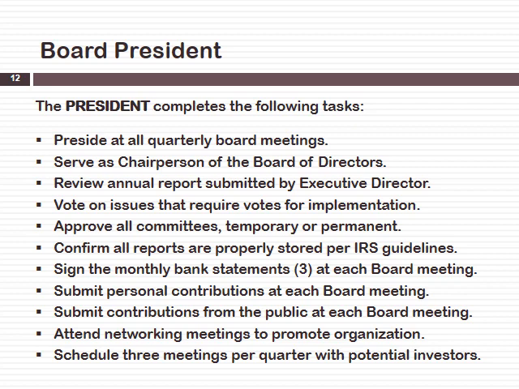So the president presides at all quarterly board meetings, serves as the chairperson of the board of directors, reviews the annual report submitted by the executive director, votes on issues that require votes for implementation, approves all committees, temporary or permanent, confirms all reports are properly stored per IRS guidelines, signs the monthly bank statements, which will be 3 at each board meeting, because you're meeting on a quarterly basis, so that means you're going to have bank statements for each of the 3 months in the quarter, and submits financial personal contributions at each board meeting. And some people say, wait a minute now, I'm supposed to give personal contributions out of my own finances at each board meeting? And the answer is yes.